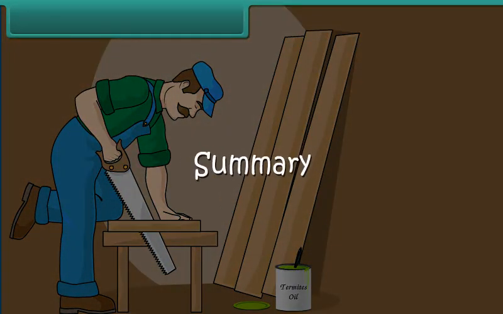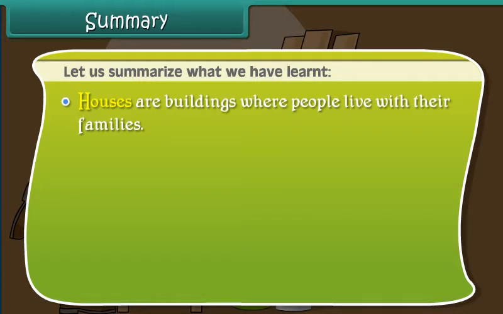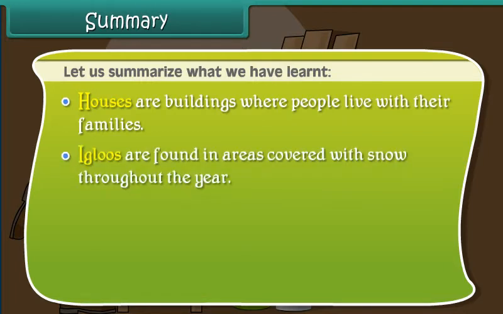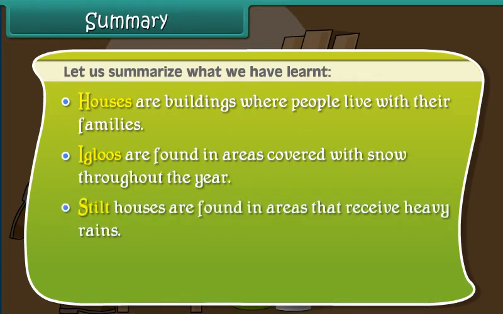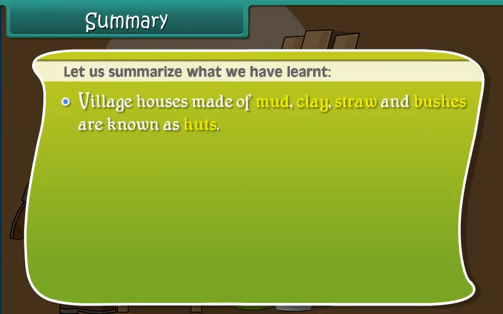Summary. Let us summarize what we have learned. Houses are buildings where people live with their families. Igloos are found in areas covered with snow throughout the year. Stilt houses are found in areas that receive heavy rains. Houses in mountainous regions have sloping roofs. Village houses made of mud, clay, straw, and bushes are known as huts.